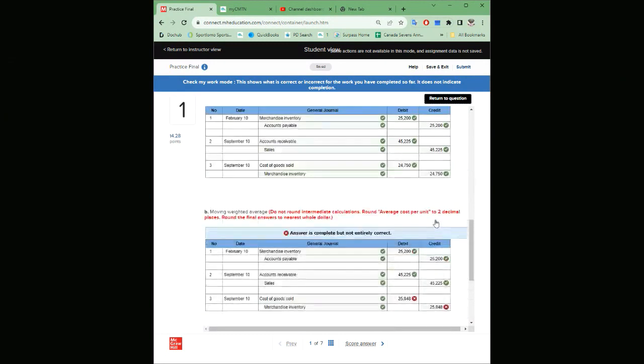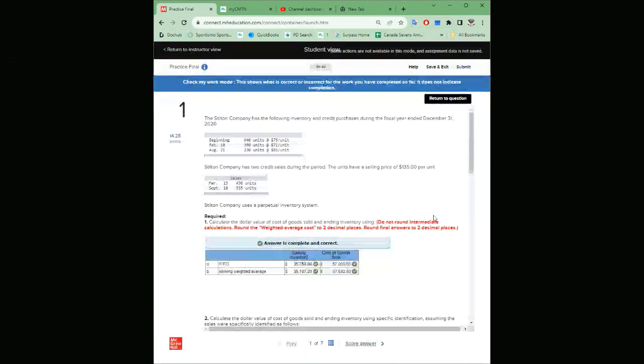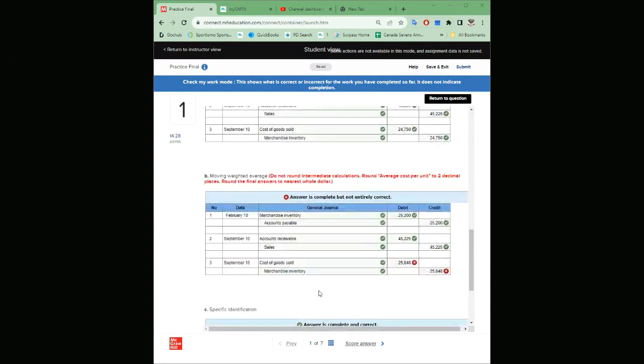But if you can keep up your FIFO and moving weighted average, and you're up to speed on that, then you should be good for the final. I've included specific identification, but I probably won't include it in the final. So just as a heads up. But if you know how to do it, it shouldn't be much harder, right? It's very similar to FIFO.